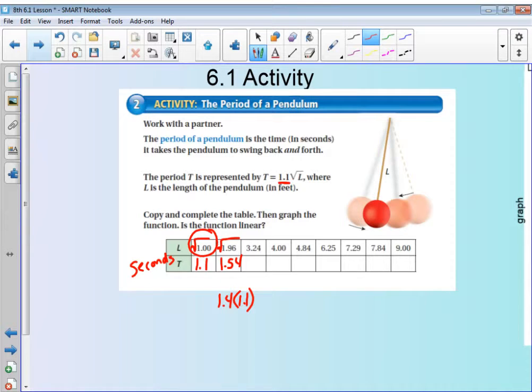Okay, so now let's go ahead and do the next one. I'm going to go ahead and solve the square root of 3.24 first. So I need to do that first. So 3.24, hit my square root button. That gives me 1.8. Now I'm going to take that times the 1.1 again. When I do that, I get 1.98 seconds.